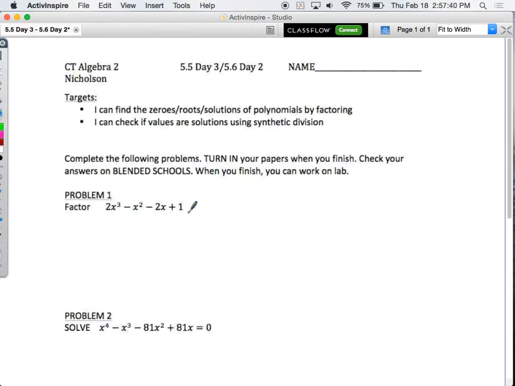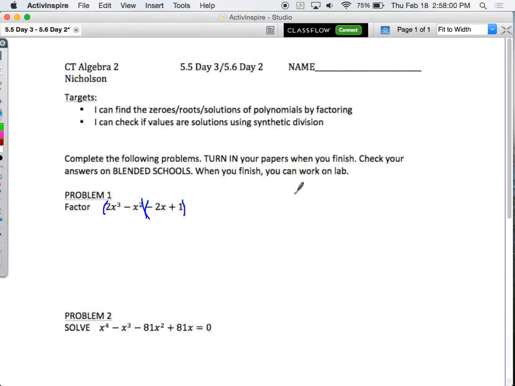Always look for a greatest common factor first. Here there is not a greatest common factor. This one does not have an x on it, so we cannot take out an x. So all we're going to do is go straight to grouping the first two together and the second two together.